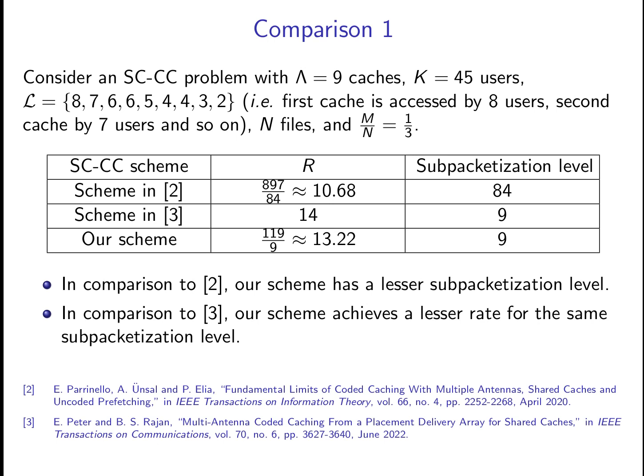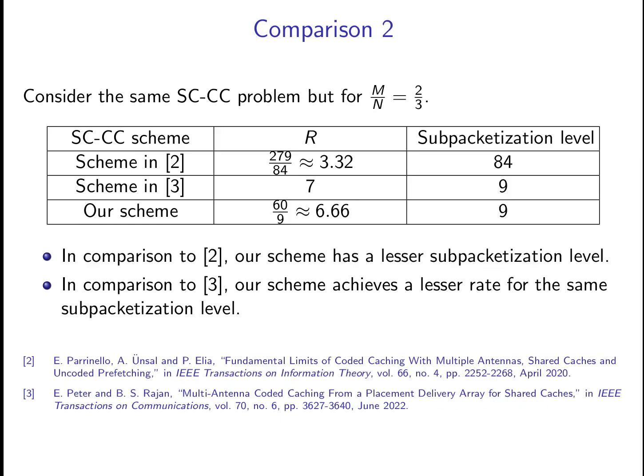Now see, for the same problem, the scheme in 3 achieves a rate of 14 files, which is higher than ours, but the subpacketization level of our scheme and the scheme in 3 are the same. So in comparison to 3, our scheme achieves a lesser rate for the same subpacketization level. Now for the same problem we considered another value of M by N, which is here 2 by 3.